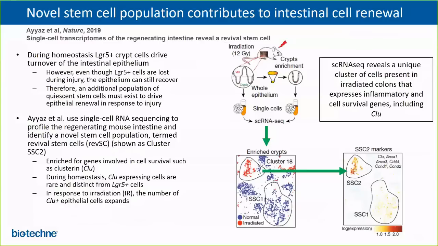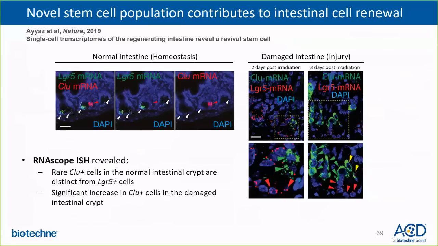They found these stem cells were enriched for genes involved in cell survival, such as clusterin, also known as CLU. During homeostasis, CLU-expressing cells are rare and are distinct from LGR5-positive cells. And in response to irradiation, the number of CLU-positive epithelial cells expands. The RNAscope Multiplex assay revealed that these rare CLU-positive cells in the normal intestinal crypt are distinct from LGR5-positive cells, and that there is a significant increase in CLU-positive cells in the damaged intestinal crypt, as shown on the right side.